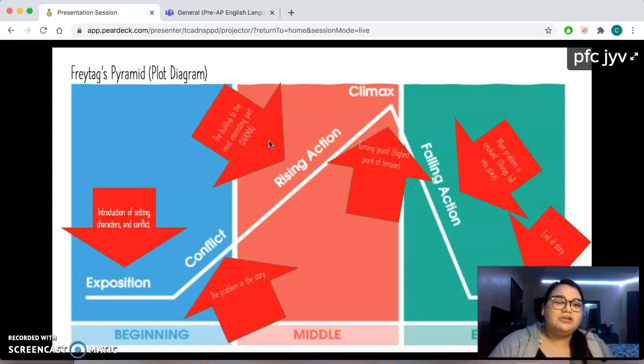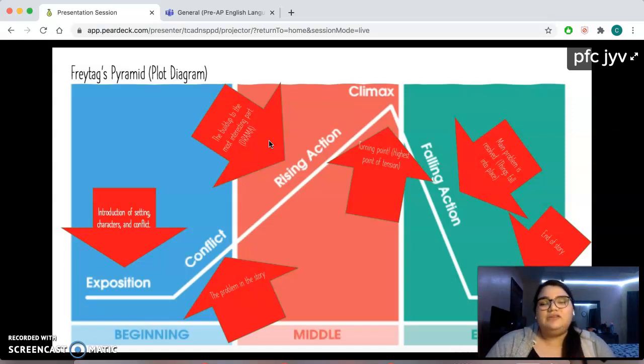And the falling action is how the main problem is being resolved, right? So after they get caught, what happens? Do they go to jail? Do they escape? That kind of thing. So remember, falling action, things falling into place. And then we end with our resolution. So our resolution is the end of the story, right? So this is what the plot diagram is. You might also know it by Freytag's pyramid.